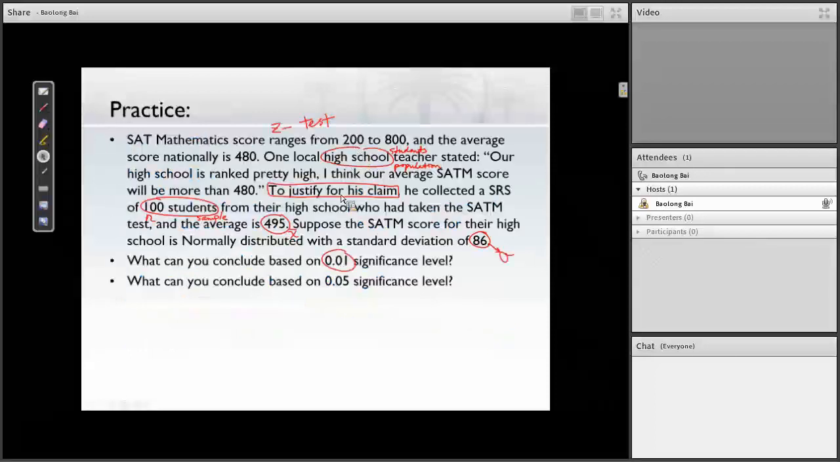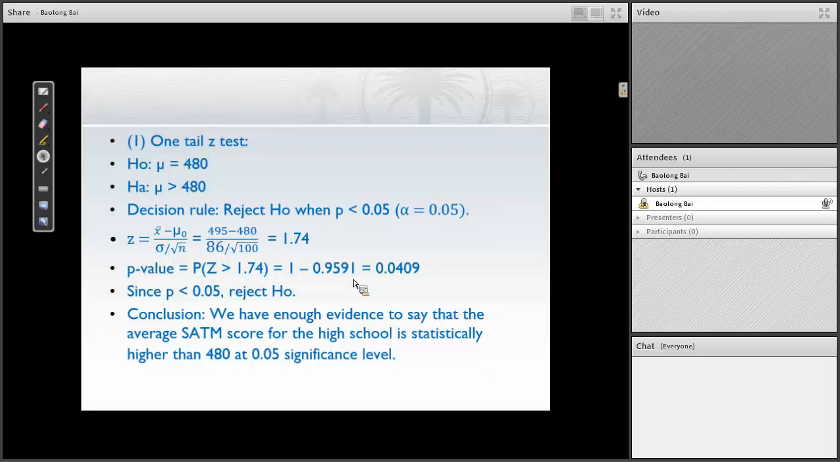Right. So then the last one is basically very similar. We're going to do the hypothesis testing, but now with different alpha value. So if you go through the process, basically the only thing you need to change is the alpha here. And then everything else is still the same. The p-value is still the same, 0.0409. But now when you compare with alpha now, 0.0409 will be smaller than alpha. So we need to reject the null, right? And the conclusion now we're going to say, hey, we have enough evidence to say that the SAT math score for the high school is higher than 480 at 0.05 significance level.